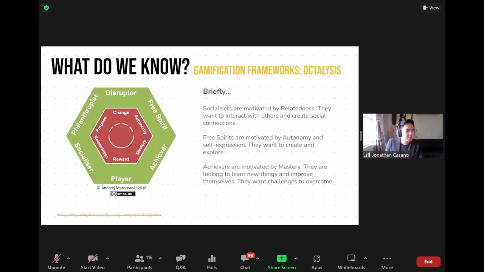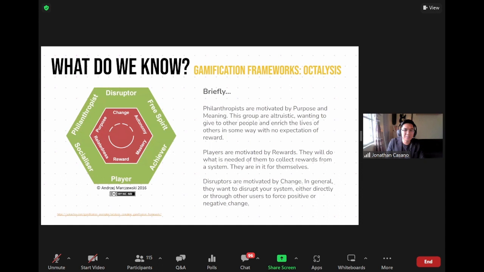You ask them to help other students? No, we don't want to. We want to learn. You ask them to be involved in a class project? No, I want to master my craft. Philanthropists are motivated by purpose and meaning. This is the altruistic group, wanting to give to other people. Some are motivated by rewards. Disruptors are motivated by change. So I think these are the spades.